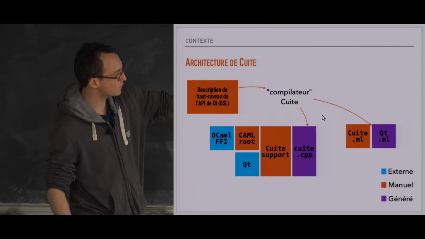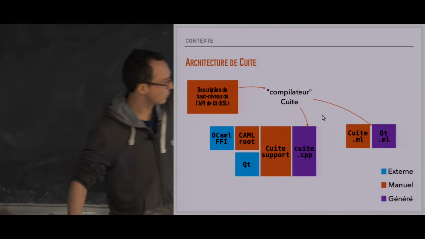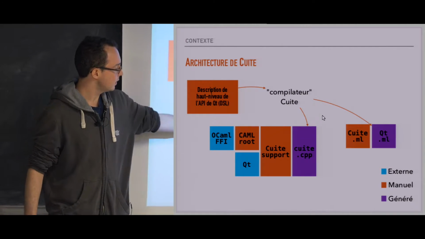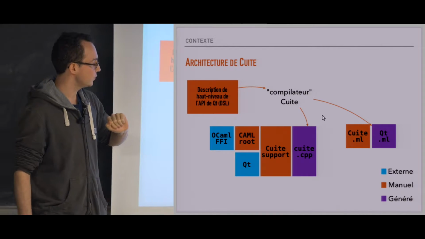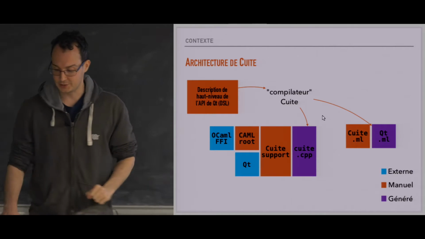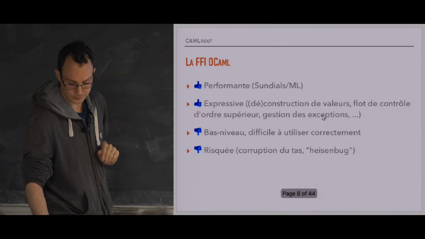And the colors reflect how the files are produced. So the green one is what we get from the environment. This is what was manually written and what has to be updated for new versions of Qt. And the purple one is the generated code. And today we will talk about camlroot.